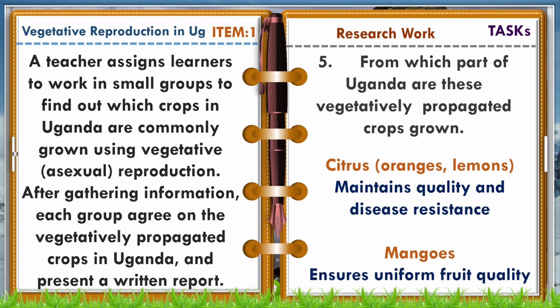When it comes to citrus fruits, oranges, lemons and so on, they just need an area with good quality soils, where you can have disease resistance of these citrus, then they can grow in that particular area of the country. When it comes to mangoes, these can grow nationally, and they just need to ensure that there is uniform fruit quality.